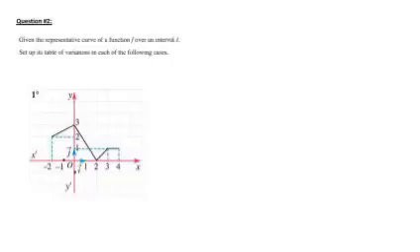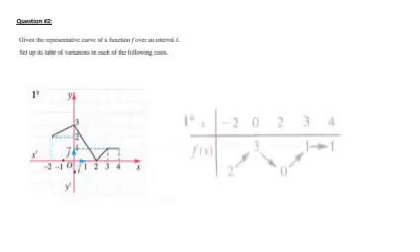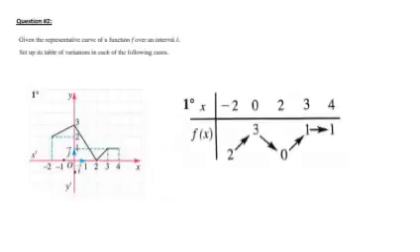And now in question number 2, we need to set up the table of variation in each of the following cases. First of all, the domain is from -2 till 4. The graph increased, then decreased, then increased, then it becomes constant. So if you can see, this is the table of variation. We put the interval from -2 till 4, then it increased from -2 till 0, 3, then it decreased till 2, 0, then it increased till 3, 1, and then it continues constant till 4, 1.